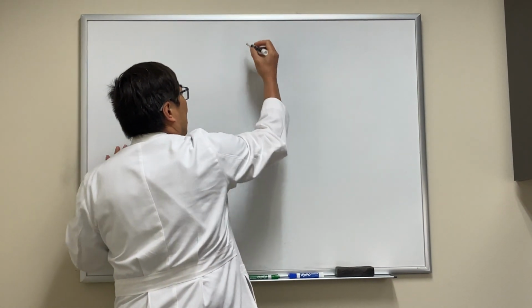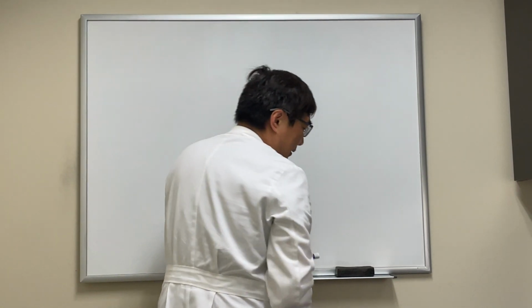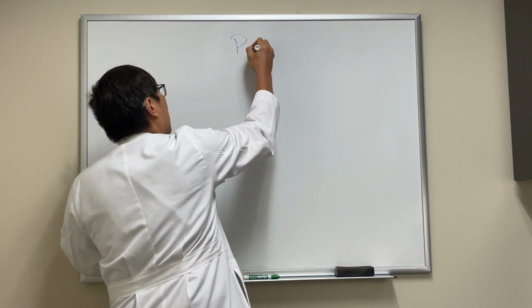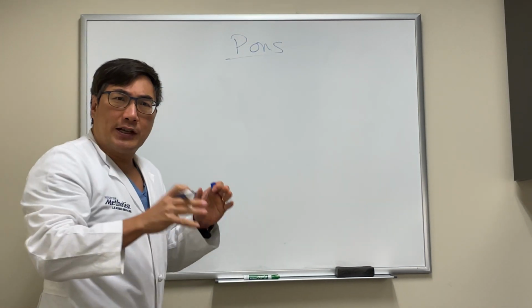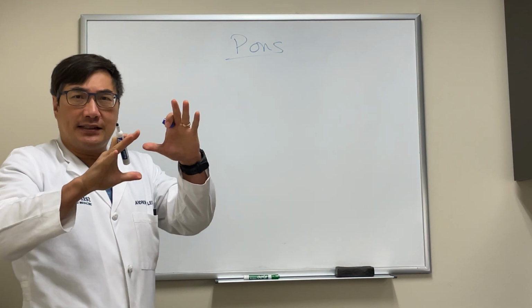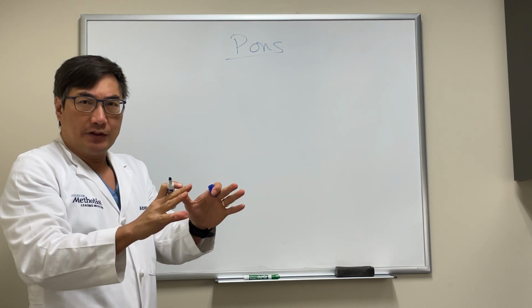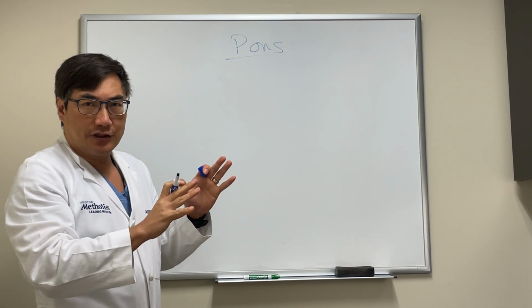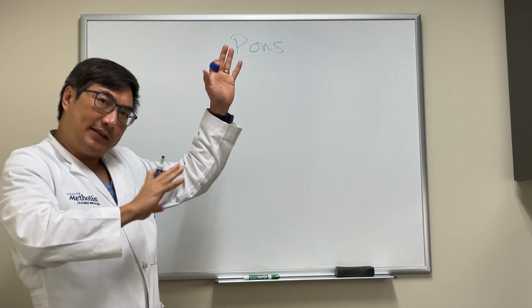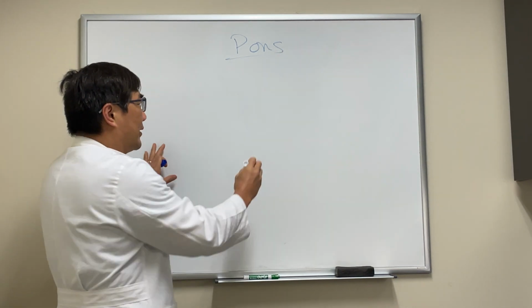So when you have a lesion that's in the pons, we really are talking about horizontal gaze problems, and that's sixth nerve and the parapontine reticular formation, as well as the medial longitudinal fasciculus, which connects the sixth nerve nucleus to the third nerve nucleus.